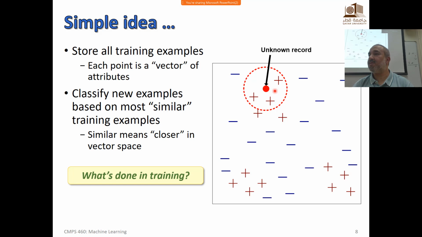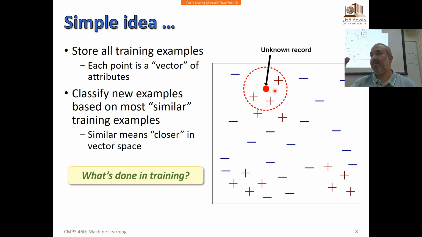Memorize what? We store. We are just storing the examples. We are not doing anything. We are not getting any model here. Okay? We are just, in training, storing the training examples. That's it. We're not doing anything more.